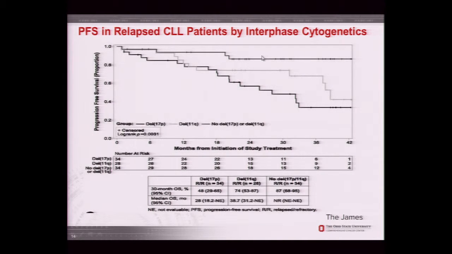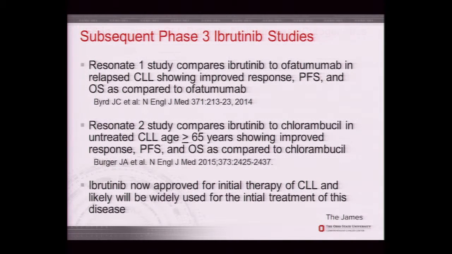So we learned a lot from this initial phase 1b/2 study. That led to phase 3 studies, the RESONATE-1, which we led from here. It was published 2 years ago, showing that in patients with relapsed disease, Ibrutinib beat the best standard of care, beat the pants off it. It moved to the upfront setting, comparing this drug to a weak comparator, chlorambucil. We didn't participate in that study here because we didn't think that was a fair comparison.